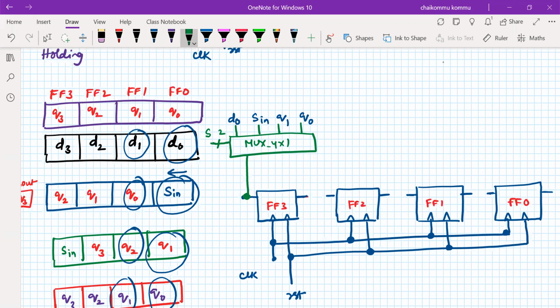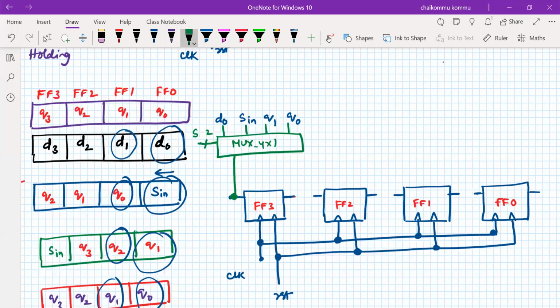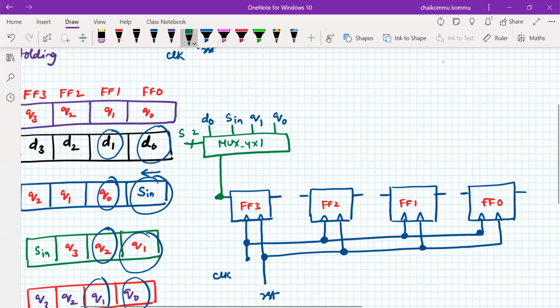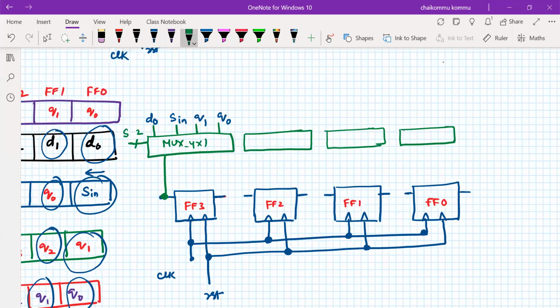I hope you can understand this point. Okay, so similarly here also the same notation. Here also we should have one 4-bit multiplexer. Here also we should have a 4-bit multiplexer. Here also we should have a 4-bit multiplexer. So what is the content for this flip-flop then?